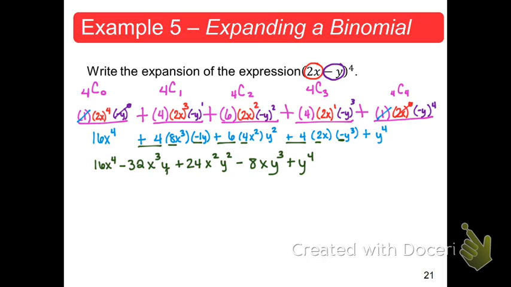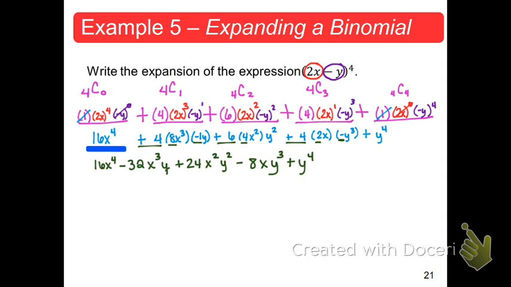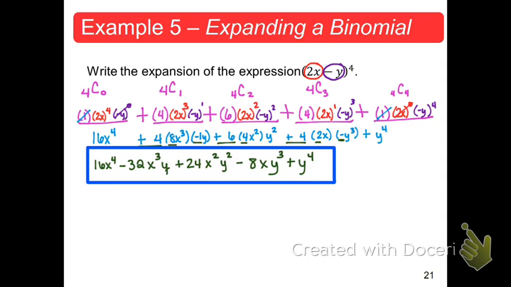That was really hard. Now notice, on this example and the previous example, my signs alternated. But in both of them, that y value was a negative number, wasn't it? In example 4, it was a negative 3. And in example 5, it's a negative y. So that means our signs will alternate.